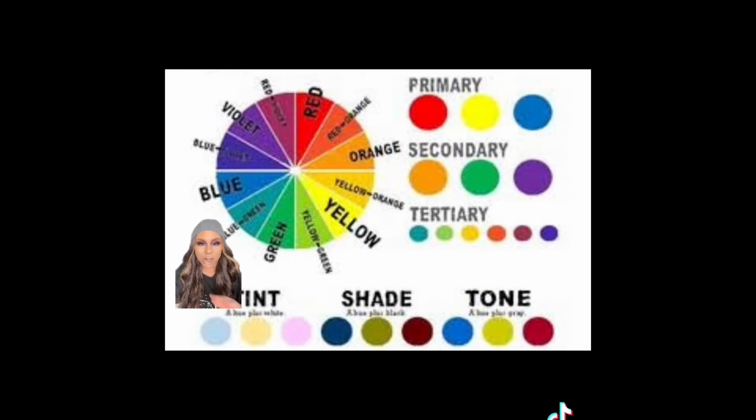So I found this chart. This one's super awesome because it looks like the one I had when I was in art class. But primary colors you can see on the right hand side are red, yellow, and blue. Secondary would be orange, green, and purple. And then the tertiary colors would be all the ones that are in between the mixture of primary and secondary.